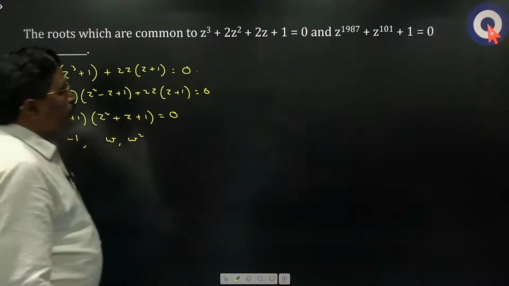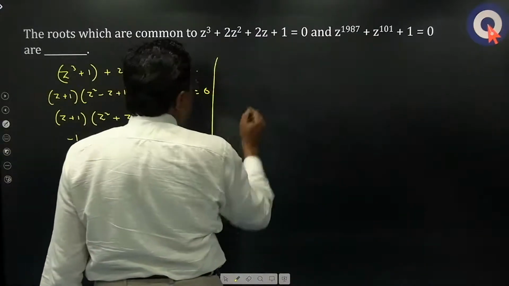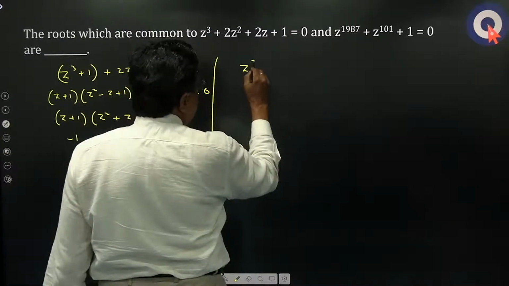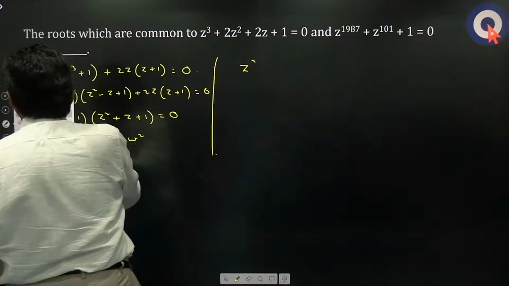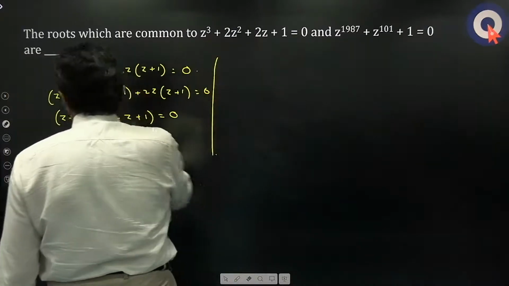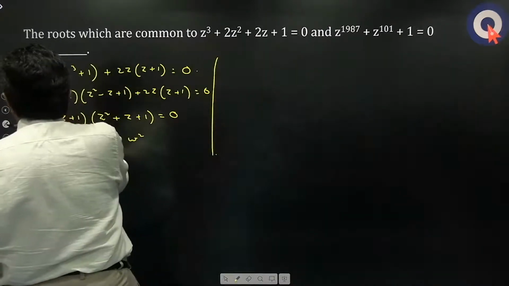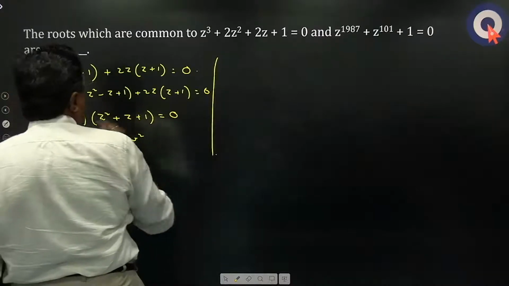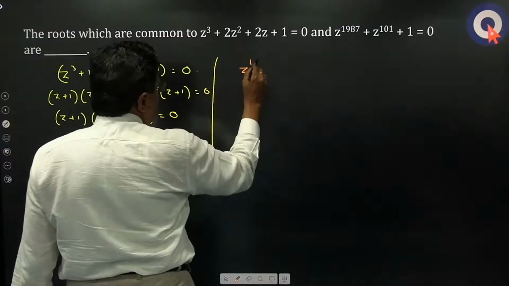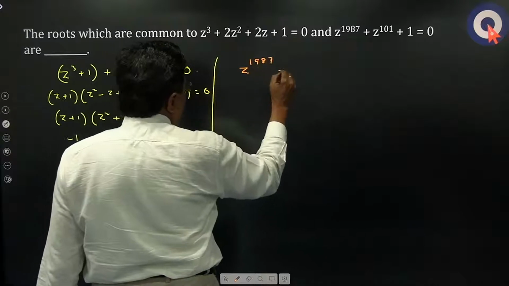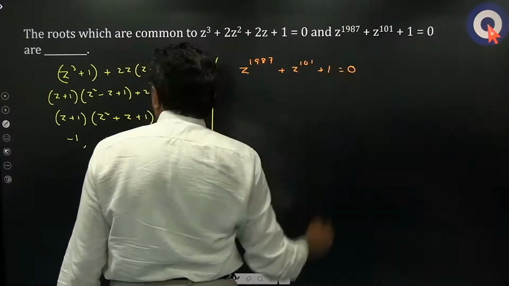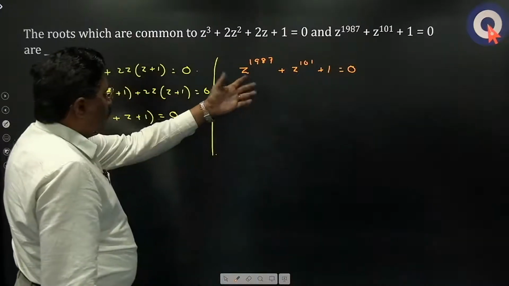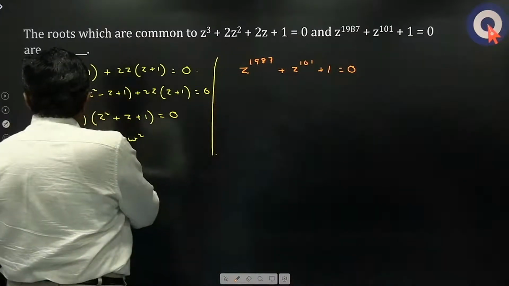Now consider this equation, z power 1987 plus z power 101 plus 1 is equal to 0. Obviously minus 1 is not a root here. So minus 1 is not a common root.